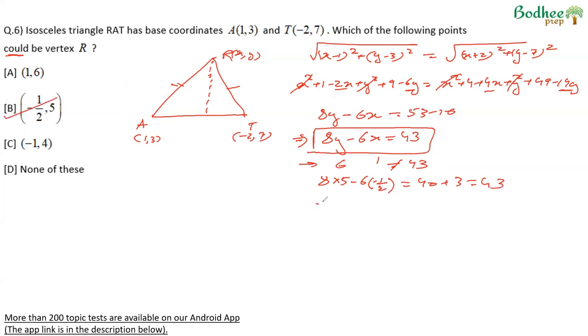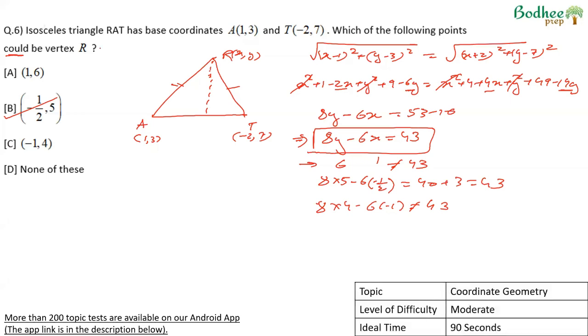Minus 1 by 4, 8 into 4, 32, minus 6 into minus 1 again is not 43. And therefore, option B satisfies the equation and becomes the answer. I think moderate level of question. There's just one distance formula that we have to apply and then put the values to check. Maybe 1.5 to 2 minutes to solve.